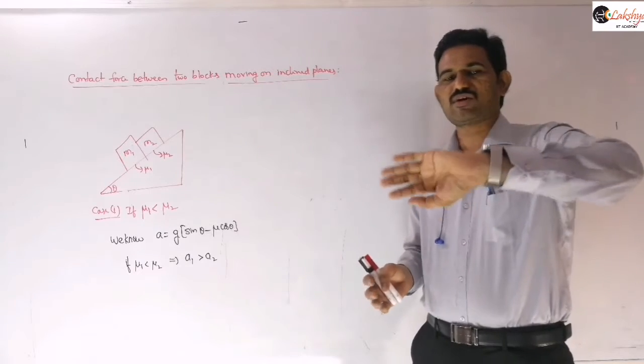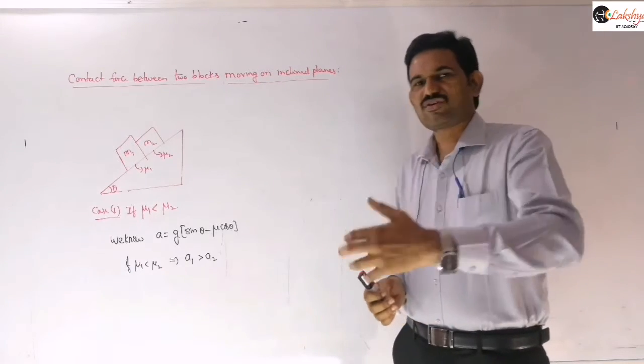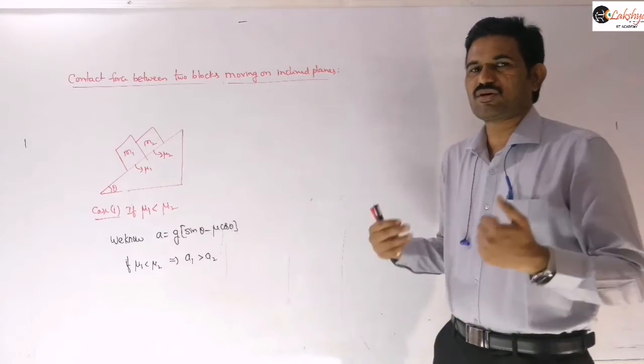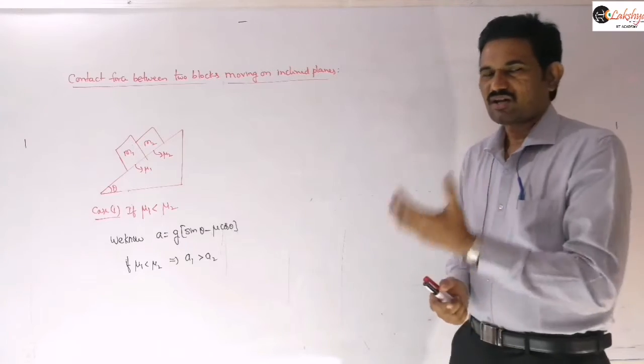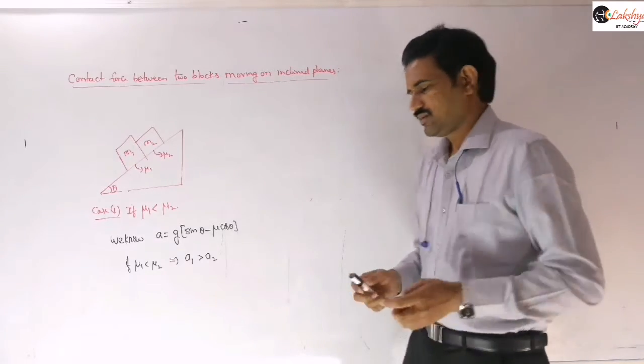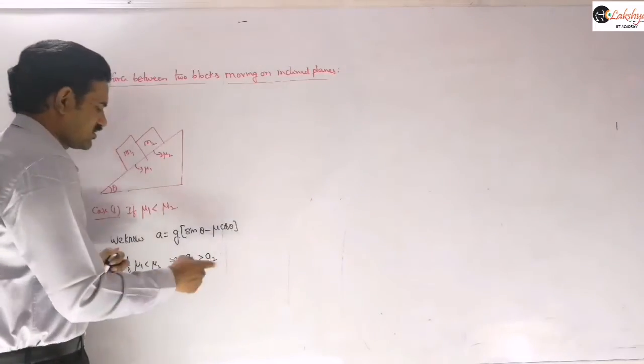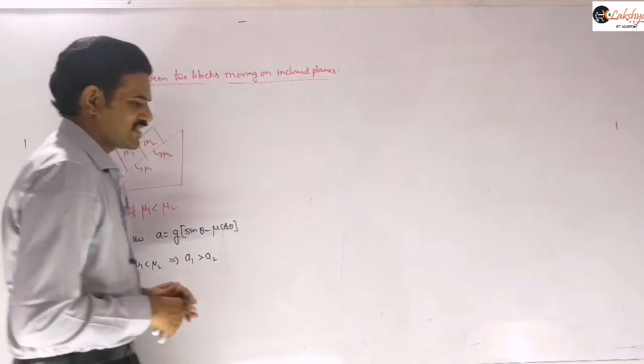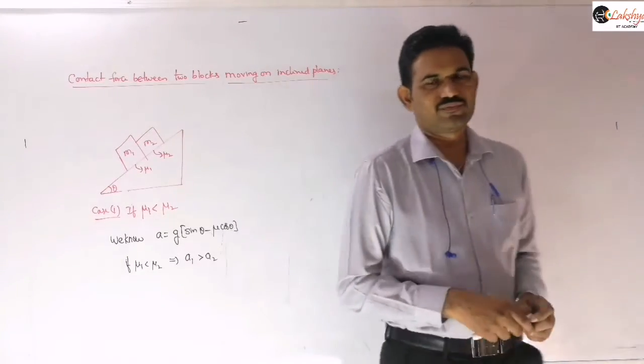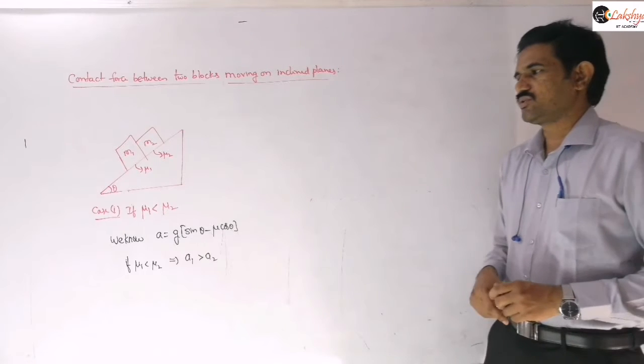That means m1 is having more acceleration, so it will start sliding first. Both the blocks will move with different accelerations and the contact force between them will be 0, so there is no contact force between them. So here, mention that if mu1 is less than mu2, then a1 is greater than a2.